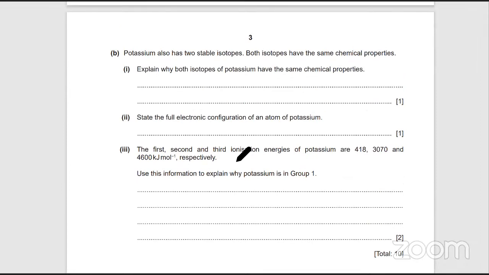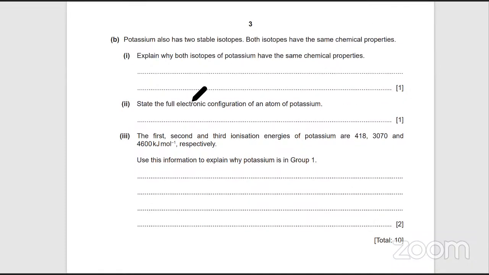So why do both isotopes of potassium have the same chemical properties? Same number of electrons. Improve that a little: say they've got exactly identical electronic configurations. So state the full one, 19 electrons. What's the full electronic configuration? 1s2, 2s2, 2p6, 3s2, 3p6. Then there is 4s1. That means 3d is empty, 3d is 0.